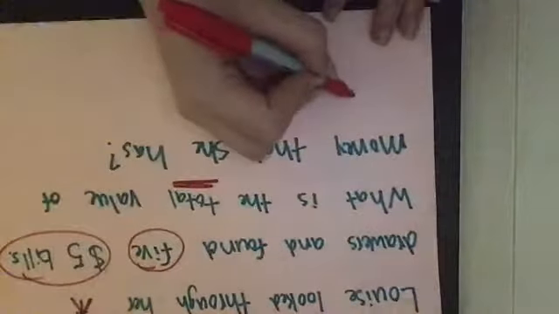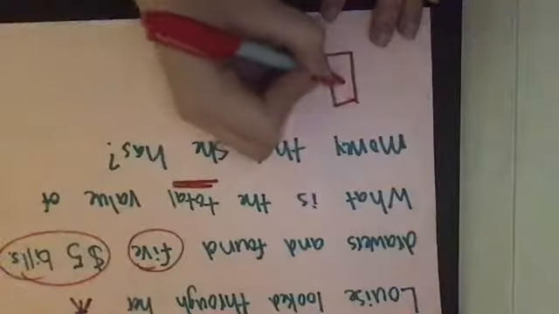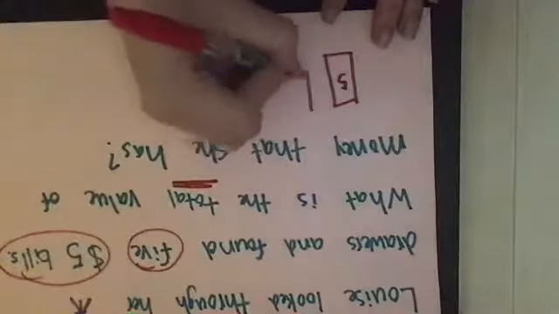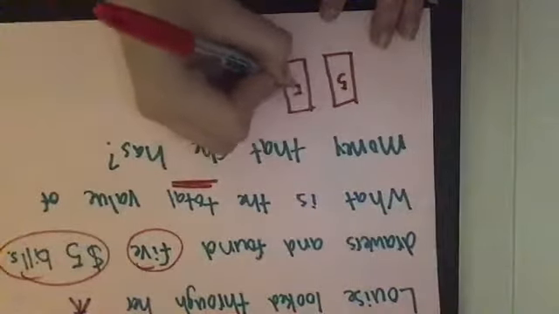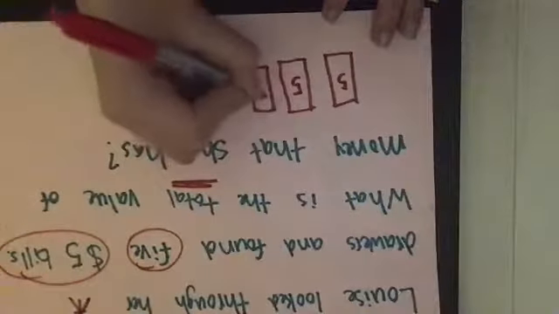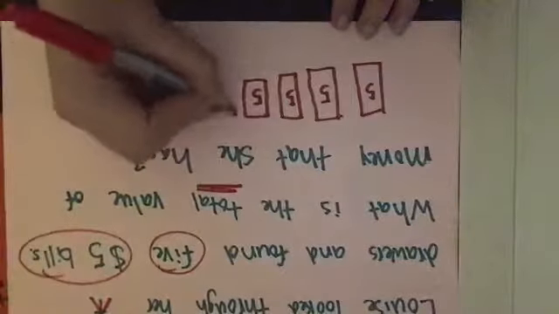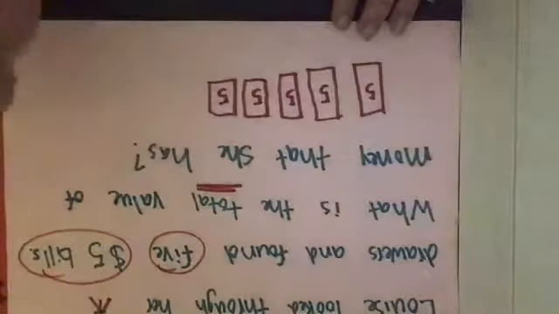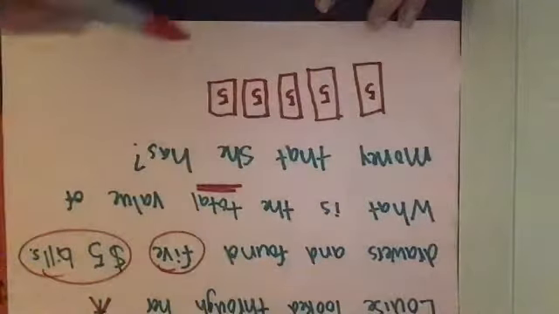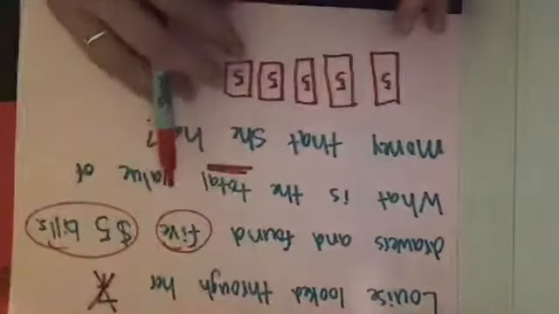So we're going to draw it out. So she has 1 $5 bill, 2, 3, 4, and 5. So how are we going to figure this out? We're going to use multiplication. So the first method we're going to use is this line graph, this numbered line.